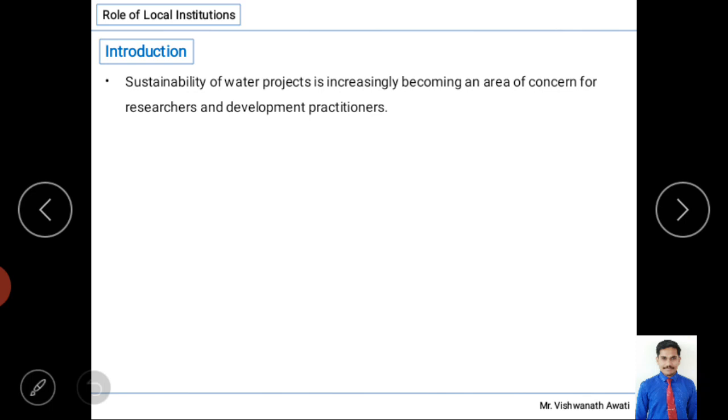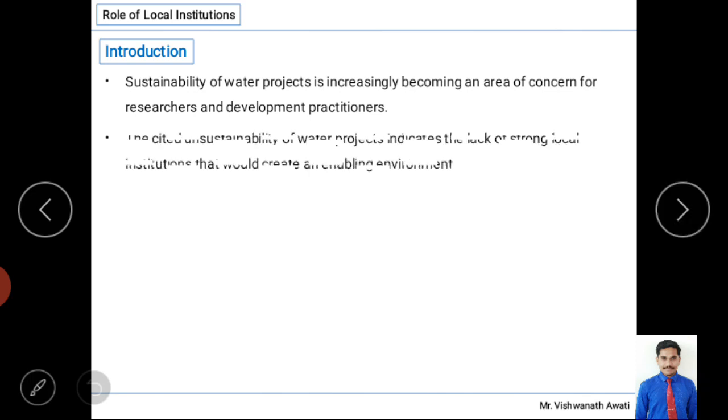Sustainability of water projects. We know what we mean by project. Maybe it is the construction of a dam, or a canal, or some water activity project. Sustainability is increasingly becoming an area of concern. Just see the word: it is becoming an area of concern. Concern means we have to take care of it, for researchers and development practitioners, who are making the developmental activities as well as the research. For them, the sustainability of water projects is taking on great importance.